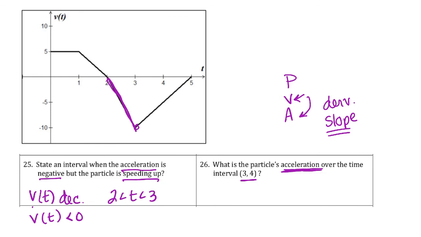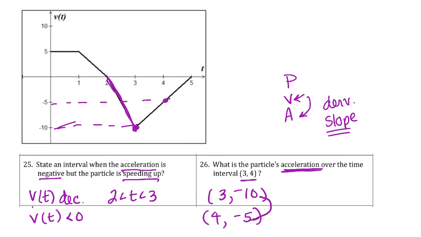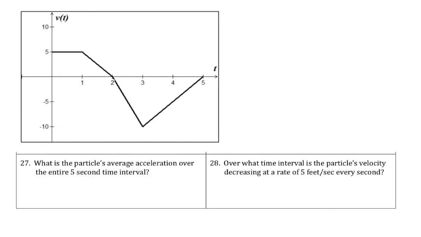So let's look at our points. We have at 3, and then we have at 4. Well, that was sweet of them because we have y values for those two. That's awful generous. So I know at 3, I am at negative 10. And then when I'm at 4, I'm at negative 5. And now I need to do my slope formula. And remember, slope formula is changing y's. So negative 5 minus a negative 10 is positive 5 over 4 minus 3, which is 1. So the particle's acceleration over this time interval from 3 to 4 is 5.